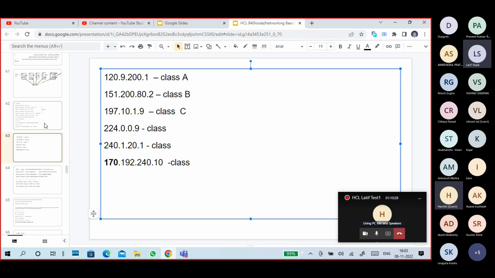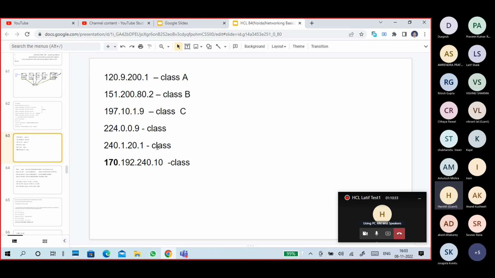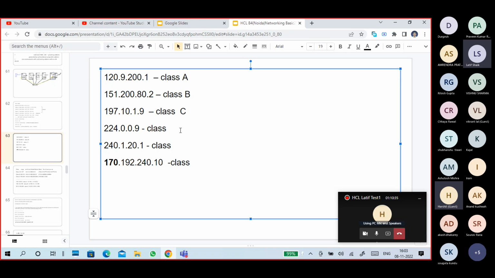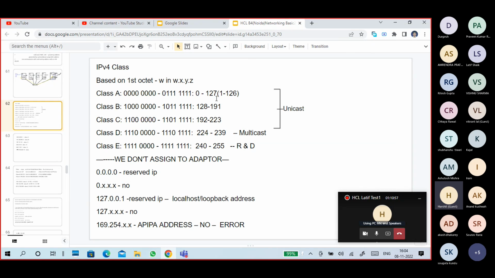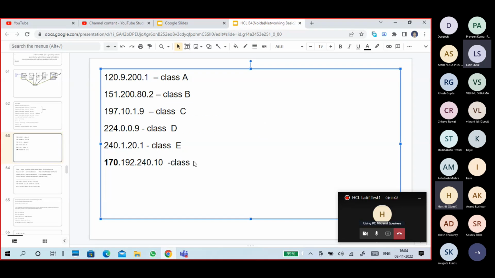224. Of course, directly it is class D. 240. Then now what is this? 170. 192. 240. So 170, which class is it? Class B, sir.